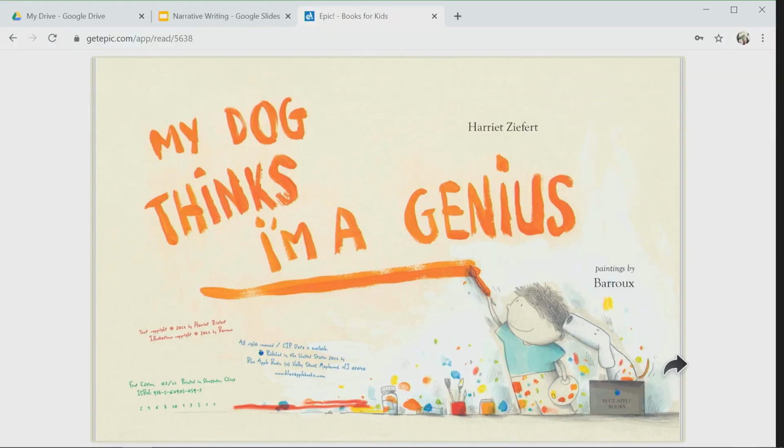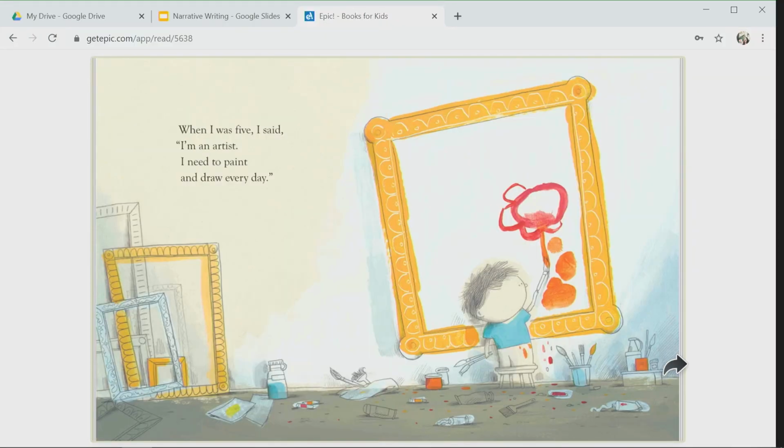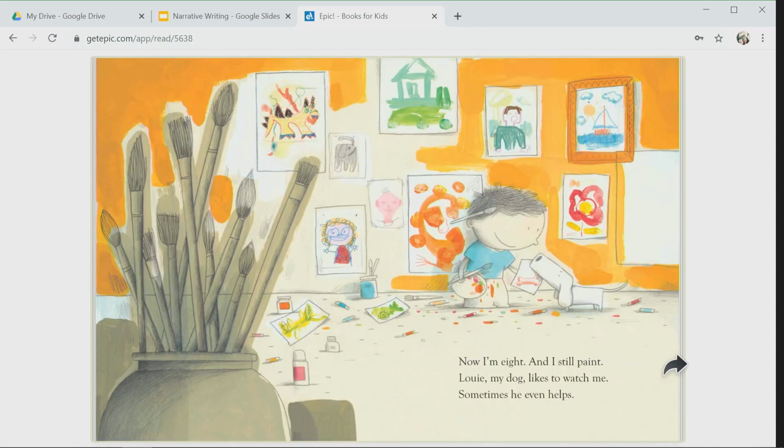All right. My dog thinks I'm a genius. When I was 5, I said, I'm an artist. I need to paint and draw every day. Now I'm 8, and I still paint. Louie, my dog, likes to watch me. Sometimes he even helps.